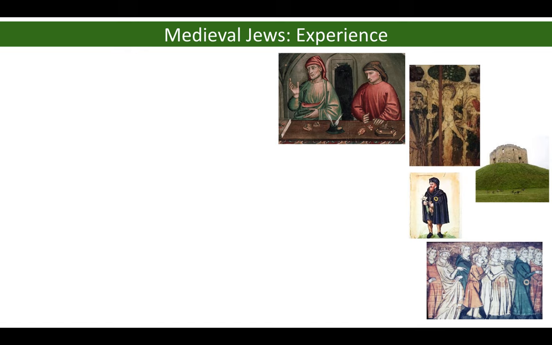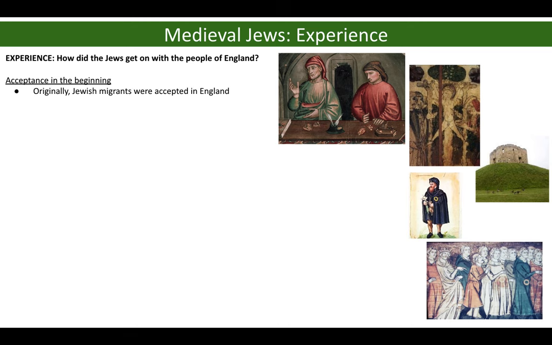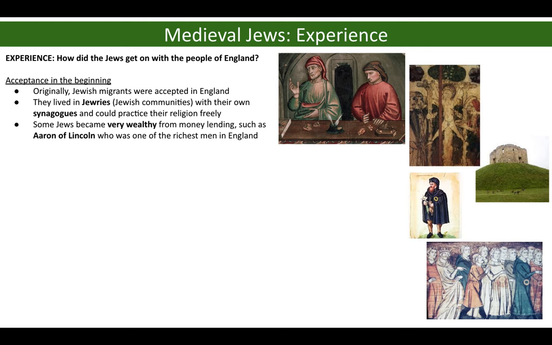Now, the experience of the medieval Jews really changes over time. At the beginning, they are really accepted in England in the 1000s and early 1100s. They live in Jewries or Jewish communities, and in these Jewish communities there are synagogues, Jewish religious buildings, which tell us they can practice their religion freely. Some Jews at this time become very wealthy from lending money, such as Aaron of Lincoln, who was one of the richest men in England during his lifetime. That's a really great name to remember for an easy example for your essays of economic success for medieval Jews.